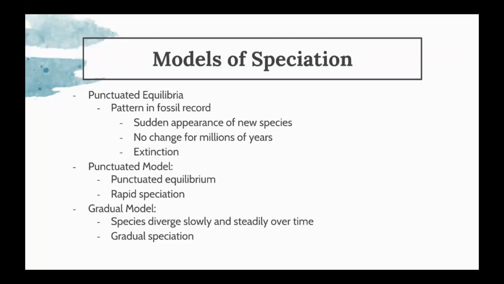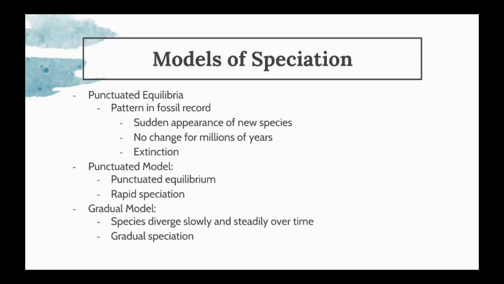So we have a couple of models of speciation. For example, we have punctuated equilibria. Or you can hear it called punctuated equilibrium, but essentially it's a pattern in the fossil record, and what happens is you have a new species that suddenly appears, and then that species stays the same for a really long time, usually millions of years. And then suddenly that species just goes extinct. So you just see these sudden changes in the fossil record. Where punctuated equilibrium occurs, we call that the punctuated model. So it's really quick speciation, like suddenly you have a new species and then suddenly that species is gone.